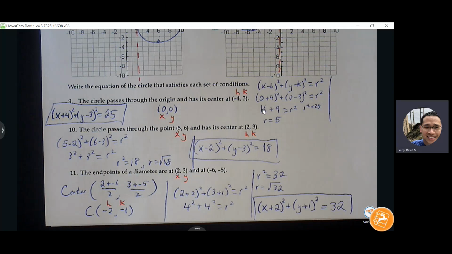For 11, so that's plugging in the second point. Yeah, exactly. Okay. Like the 7 point, you should get the same answer. You should get the same radius.